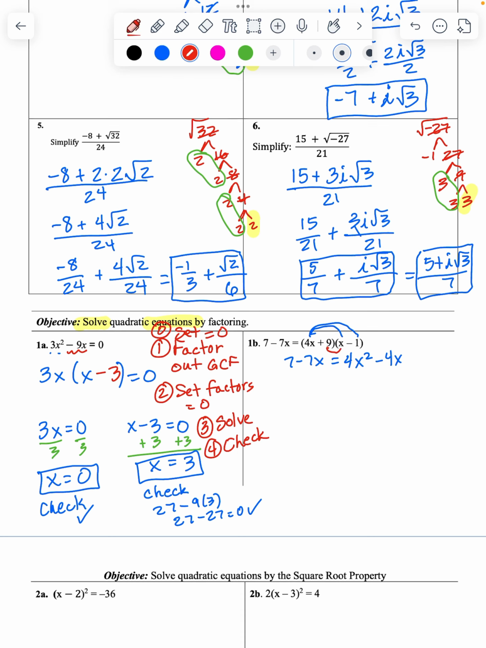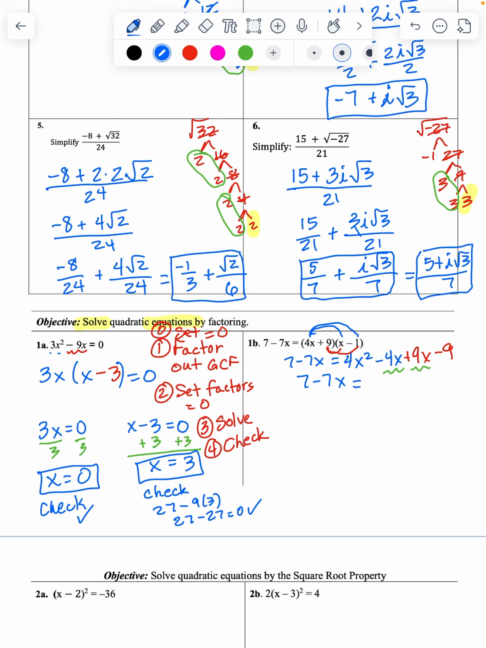That's F for first times first, O for outer times outer. Finishing up FOIL, I for inner times inner, positive 9 times x will be positive 9x. And last times last, positive 9 times negative 1 is negative 9. So we have some like terms on the right hand side that we need to combine.